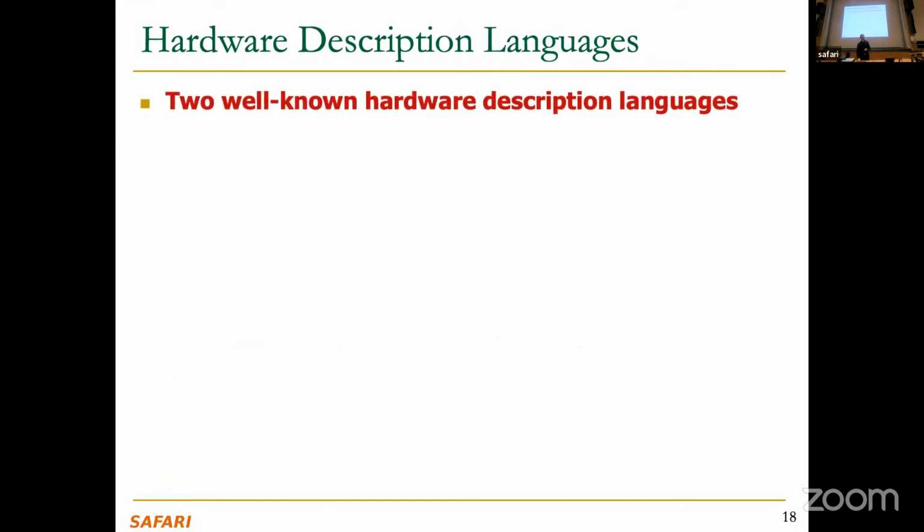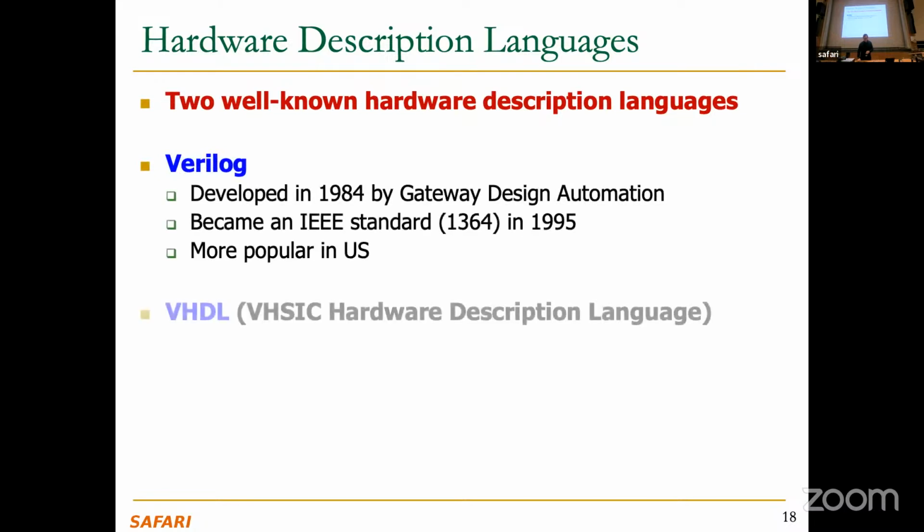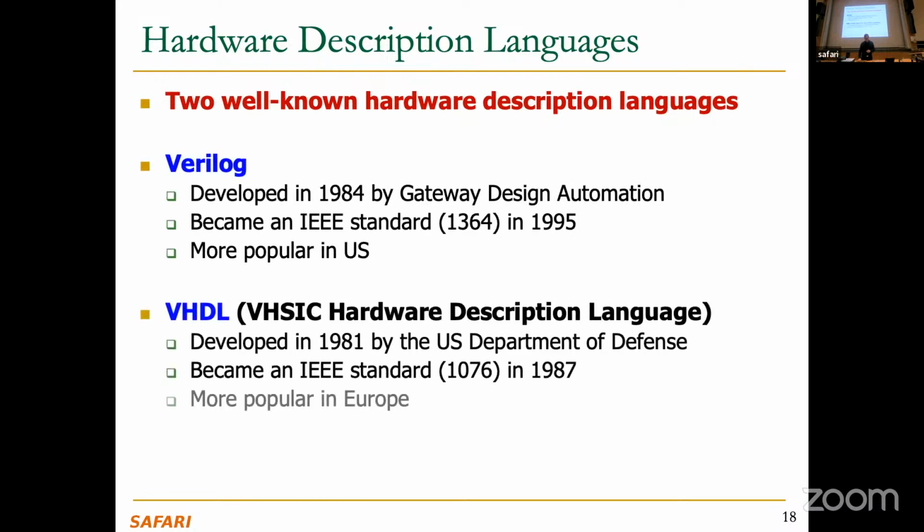So let's talk about what these hardware description languages are. There are two major well-known low-level hardware description languages. These are Verilog and, yeah, I'm not going to talk about all of these things. VHDL, they're both good. We'll use Verilog.